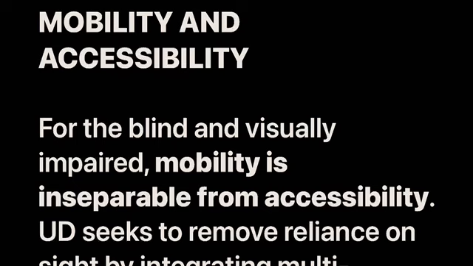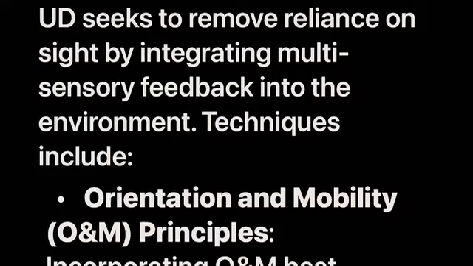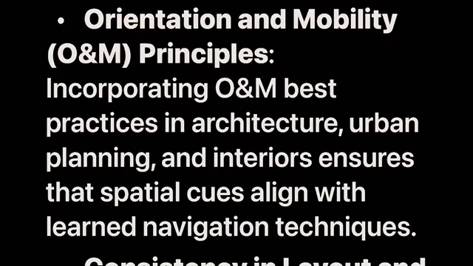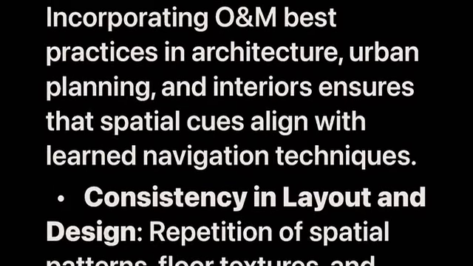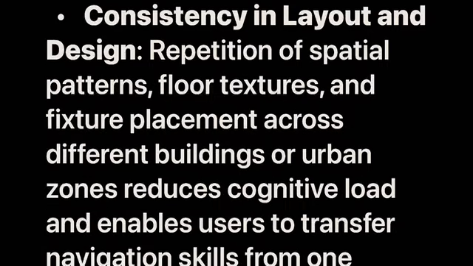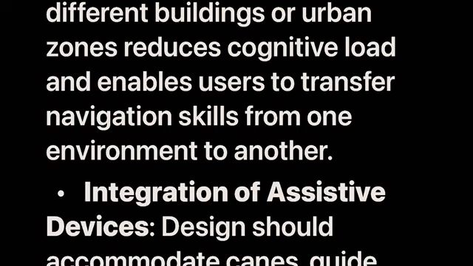Mobility and accessibility. For the blind and visually impaired, mobility is inseparable from accessibility. UD seeks to remove reliance on sight by integrating multi-sensory feedback into the environment. Techniques include orientation and mobility, O&M, principles. Incorporating O&M best practices in architecture, urban planning, and interiors ensures that spatial cues align with learned navigation techniques. Consistency in layout and design. Repetition of spatial patterns, floor textures, and fixture placement across different buildings or urban zones reduces cognitive load and enables users to transfer navigation skills from one environment to another.